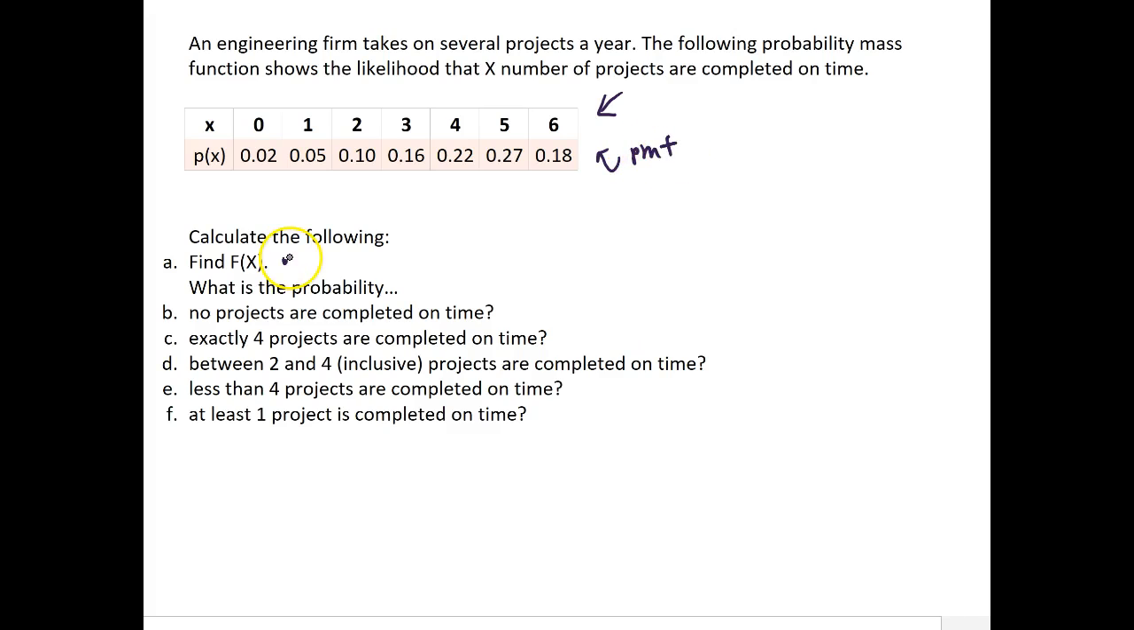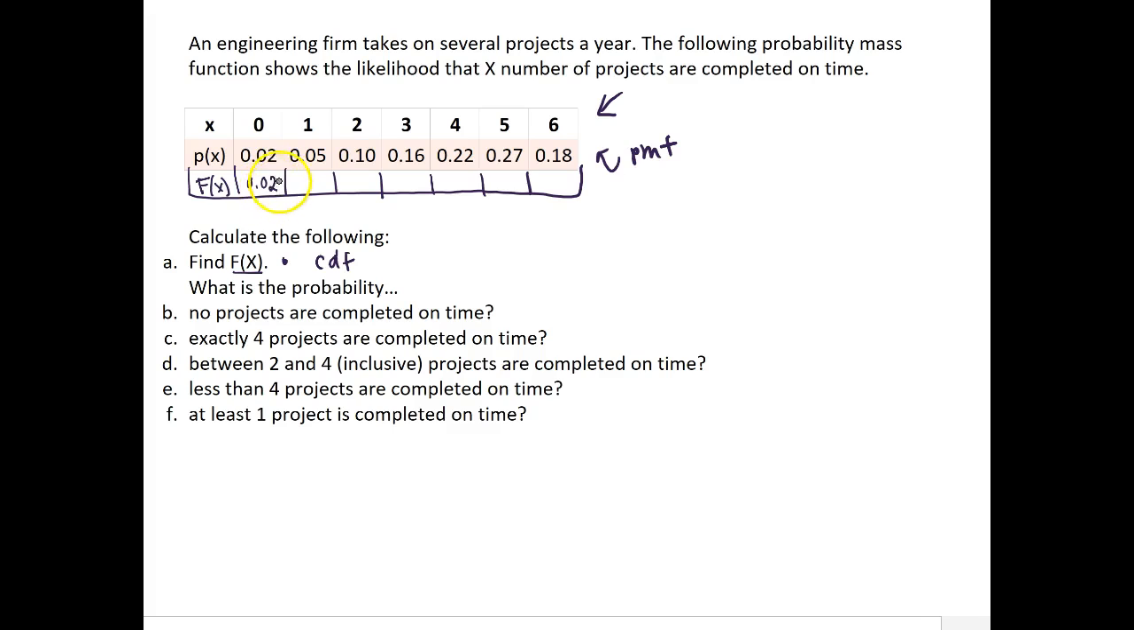If we want to find F of x, this is our CDF, or cumulative distribution function. We can just add a layer to this table and call this F of x. Basically, to find these, we just take the cumulative probabilities. So the first one is pretty easy.